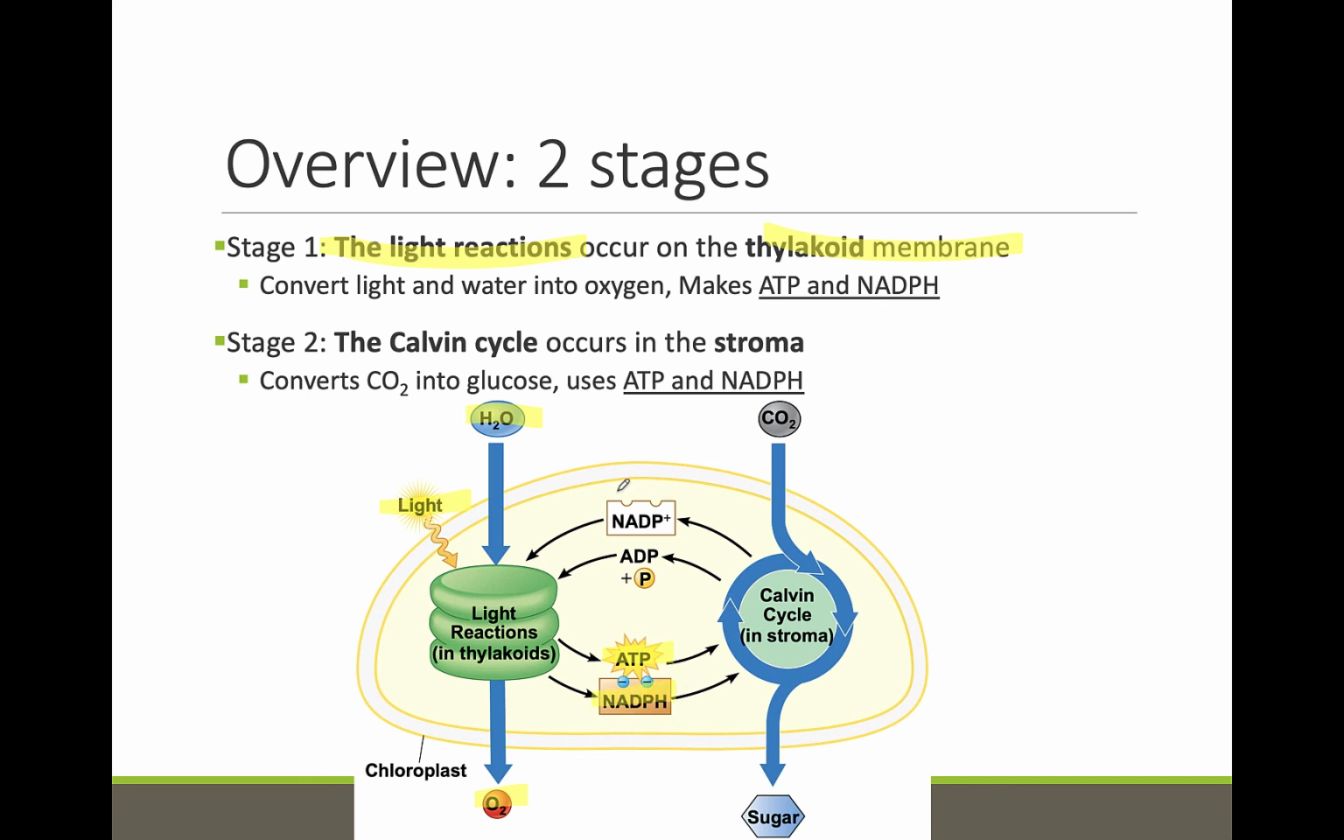NADPH is very similar to the electron shuttle used in cellular respiration, NADH. The second reaction is the Calvin cycle. The Calvin cycle occurs in the stroma to turn carbon dioxide into sugar. Notice that the Calvin cycle does not actually need any light energy. Instead, the Calvin cycle uses the ATP and the NADPH produced in the light reactions to power the anabolic process of building sugars like glucose.